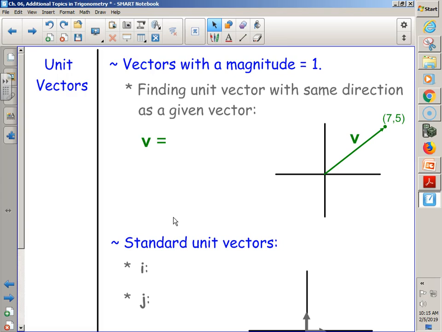Unit vectors, unit circle, length of 1. This isn't the unit circle. I'm just relating the two because the unit circle had a radius of 1. Unit vectors have a length of 1.